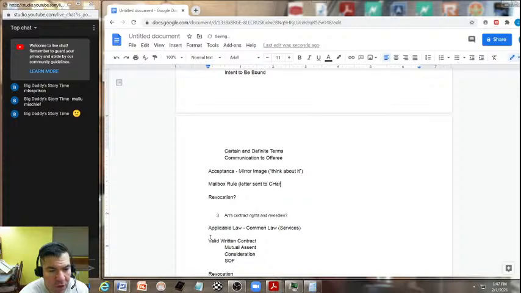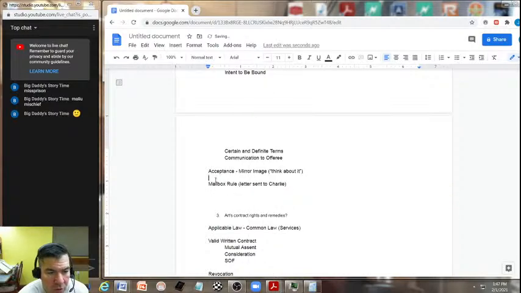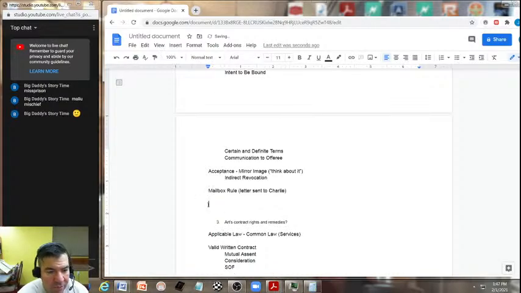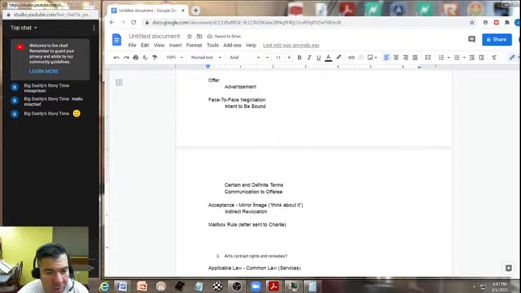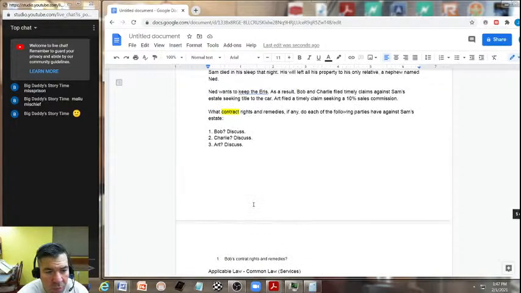Letter sent to Charlie. Remember, acceptance is effective upon proper dispatch. Remember, the thing about there already being an offer to Bob, I want to make sure to point this out here: that possible indirect revocation if Charlie finds out that Sam has indeed already sold the car to Bob.